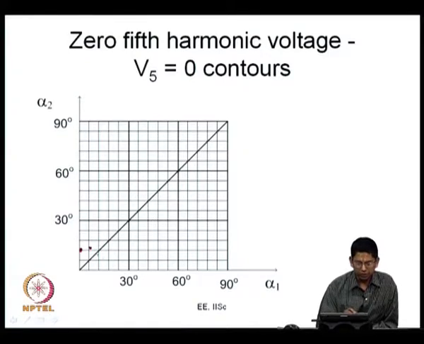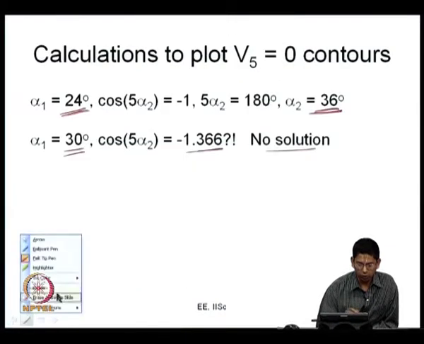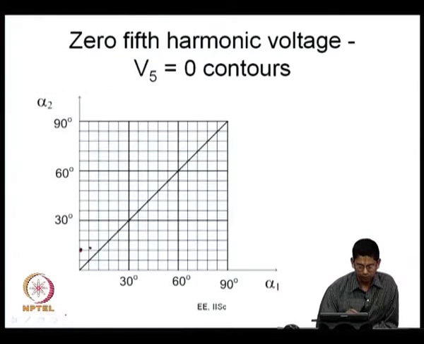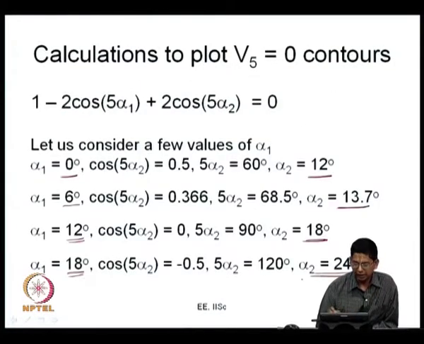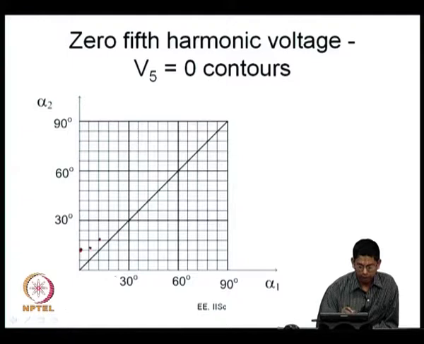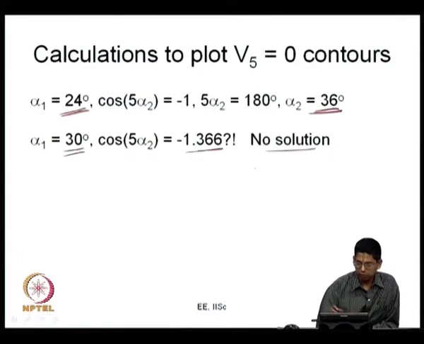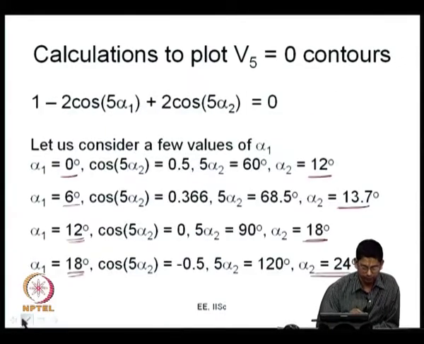So, at alpha 1 is equal to 6 degrees, you get something like 13.7 degrees now. If I go to 12 degrees, it is 18. I go to the next point. So, alpha 1 is 18, then this is 24. Okay. Then I am looking at alpha 1 is 24, it is 180 degrees.